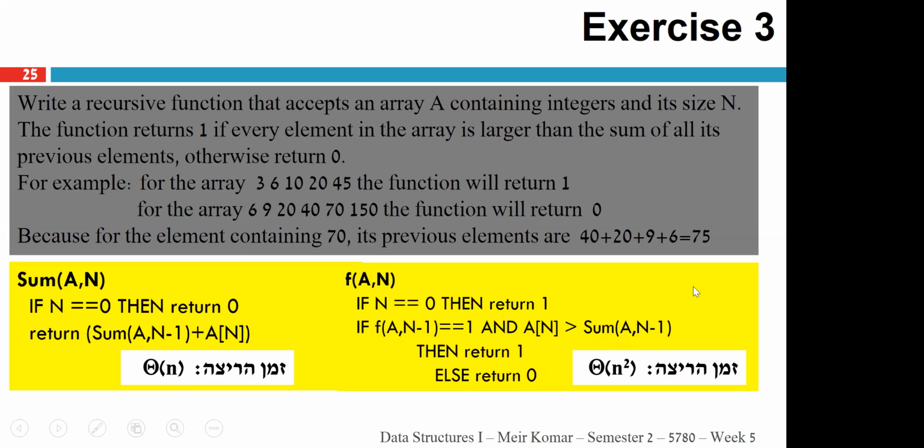Why isn't it O of n squared? Why is it theta? In this case, it's theta because it's bounded from top and from bottom by n squared. I don't have a higher upper bound or a lower bound than n squared. It's a tight fit with n squared, so I can write theta.